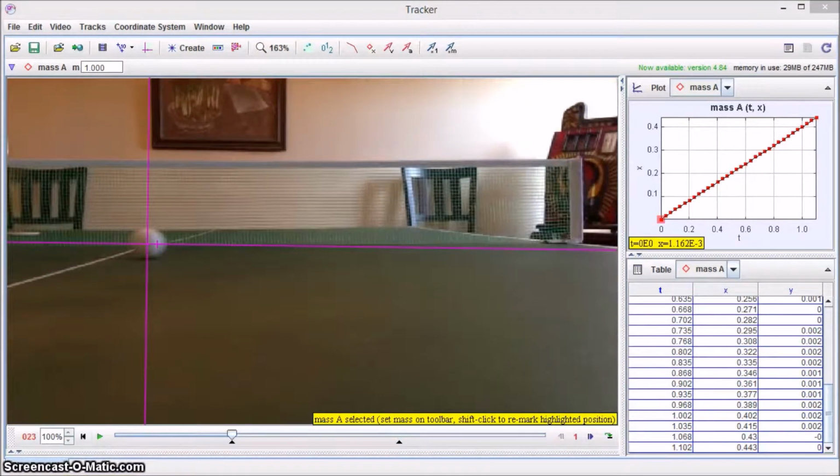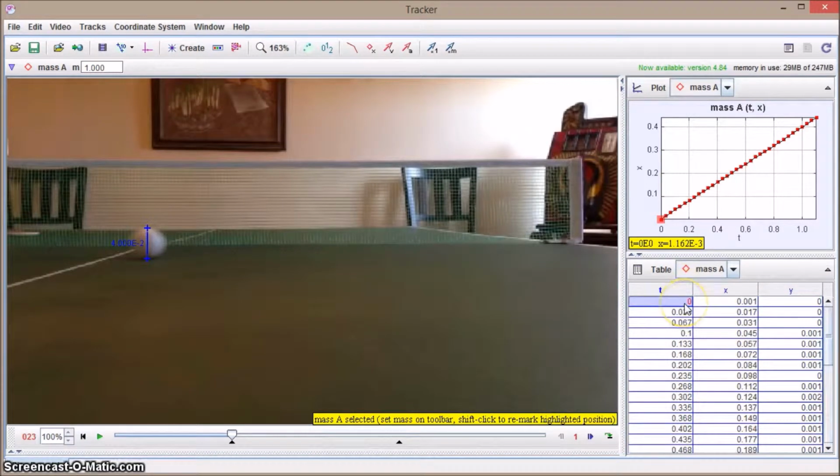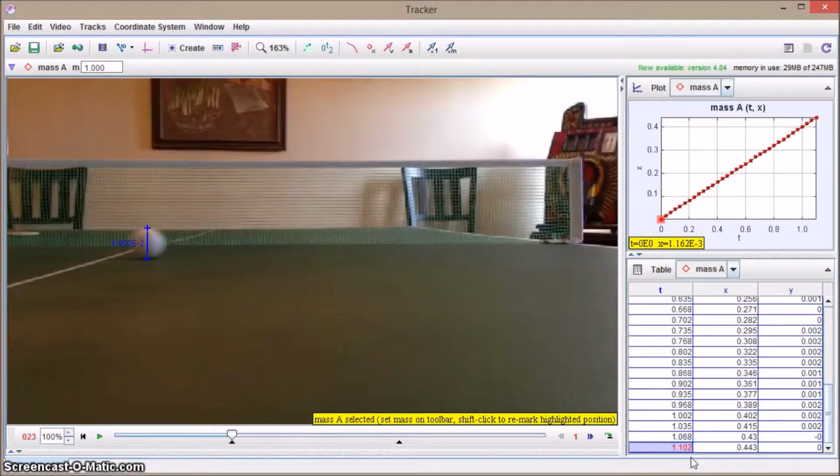The origin is placed at the ball's center of mass at the beginning of what I am calculating. The positive x direction goes toward the right, the same direction as the ball moves. For a reference measurement, I used the width of a ping pong ball, which is about 40 millimeters in diameter. The change in time of what I am calculating goes from 0 seconds to 1.102 seconds.